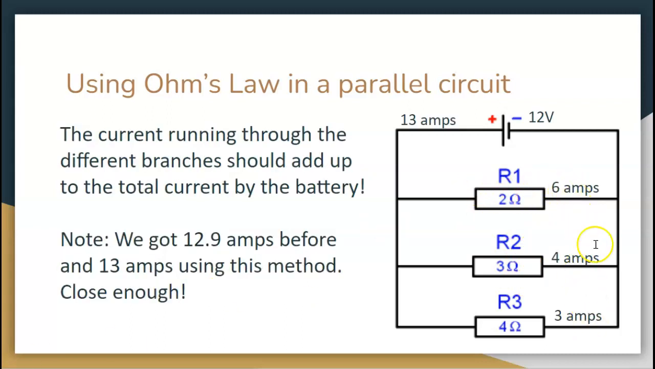So now if we label everything and we round it to 13 amps, we got 12.9, but that's because we're doing some math on our calculator. If we round it to 13 amps, we see 6 plus 4 plus 3 does equal 13. So there's kind of two methods to get the total current here by the battery. You can use the total resistance of the circuit, and then you'll use that with the voltage, or you can figure out the different branches, and then you can add those branches together to get the current. There's lots of different ways to do things, whatever you feel more comfortable with.